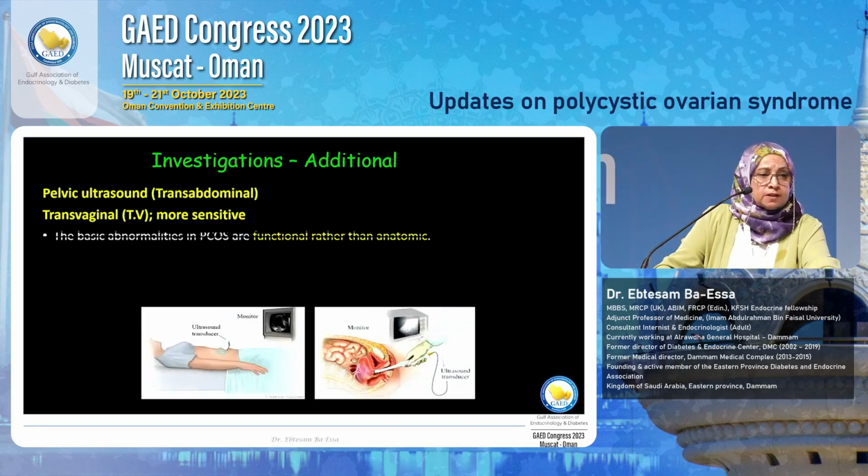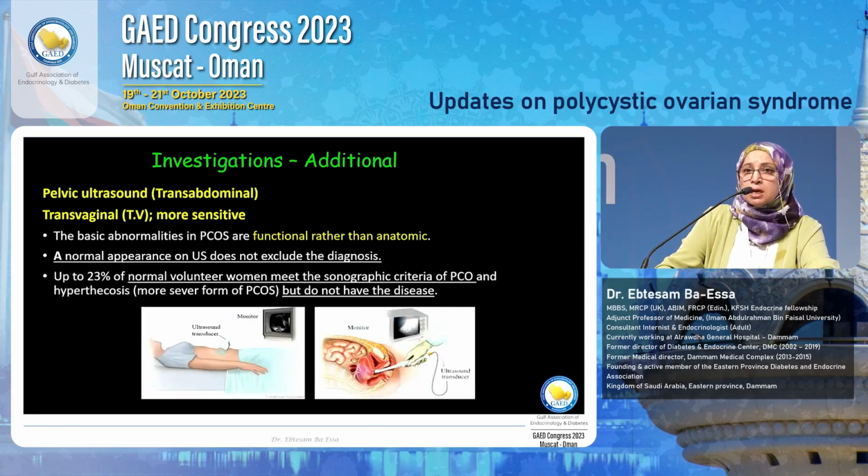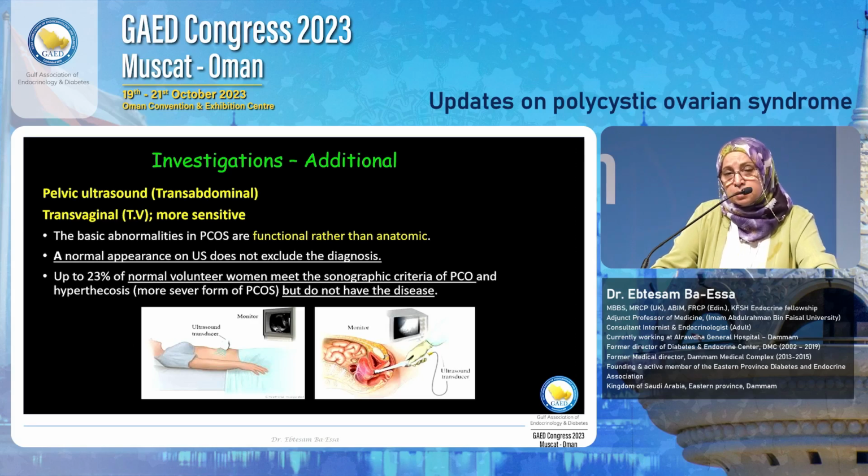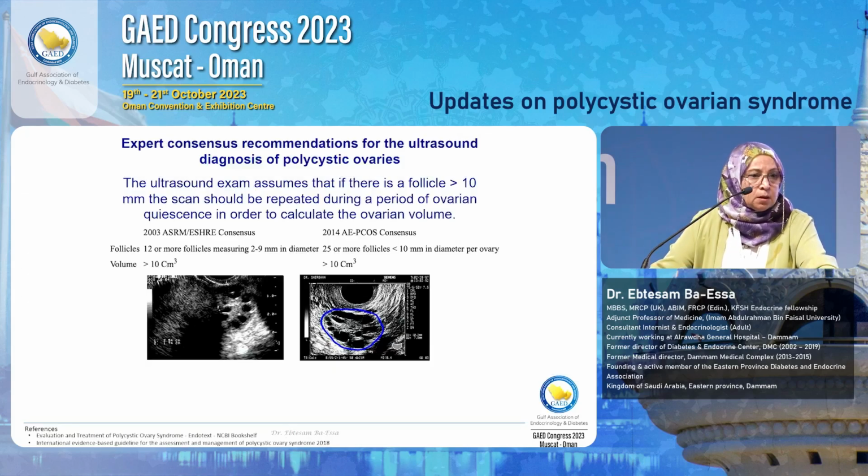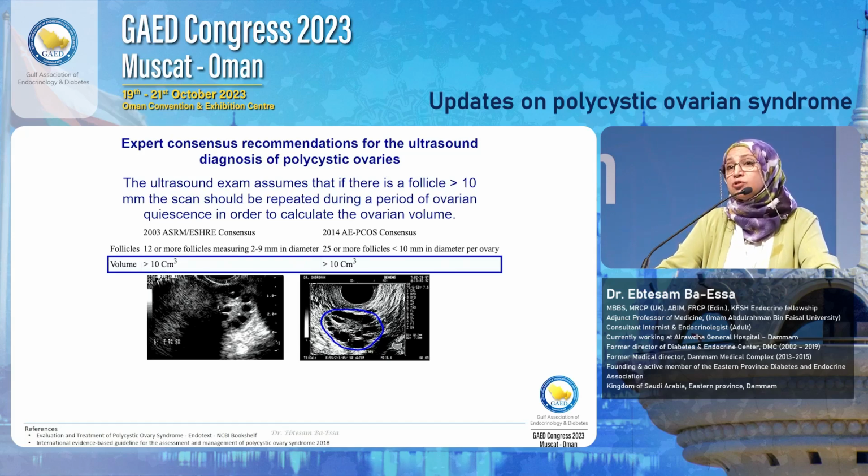Additional investigation includes transabdominal ultrasound, or transvaginal ultrasound, which is more sensitive. But again, we have to remember that a normal ultrasound does not rule out the diagnosis, and the presence of cystic ovaries does not confirm the diagnosis of polycystic ovary syndrome alone. As we said, 23% of normal women may have cystic ovaries. So this is the expert consensus recommendation in regard to the ultrasound diagnosis of polycystic ovary.